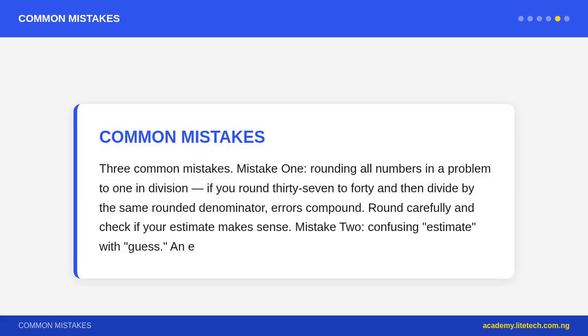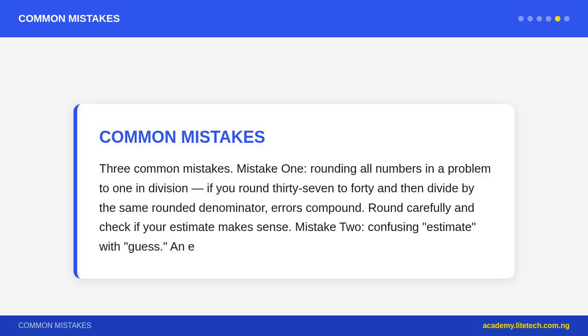3 common mistakes. Mistake 1. Rounding all numbers in a problem to 1 in division. If you round 37 to 40 and then divide by the same rounded denominator, errors compound. Round carefully and check if your estimate makes sense. Mistake 2. Confusing estimates with guess. An estimate is a structured approximation using rounding and known benchmarks, the guess is random.